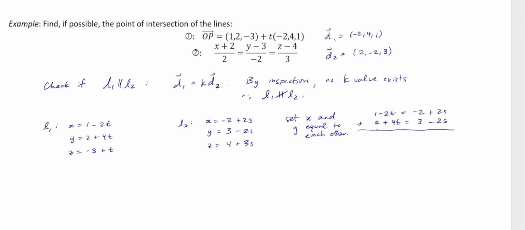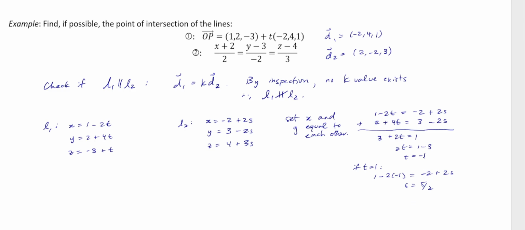Adding these two equations yields the following. Well, 1 plus 2 is 3, and then negative 2t plus 4t is equal to 2t. And negative 2 plus 3 is equal to 1. So 2t is equal to 1 minus 3, and t is equal to negative 1. Well, if t is equal to negative 1, then I can sub that back into the first equation. 1 minus 2 times negative 1 is equal to negative 2 plus 2s, and s is equal to 5 over 2 if we isolate for s.